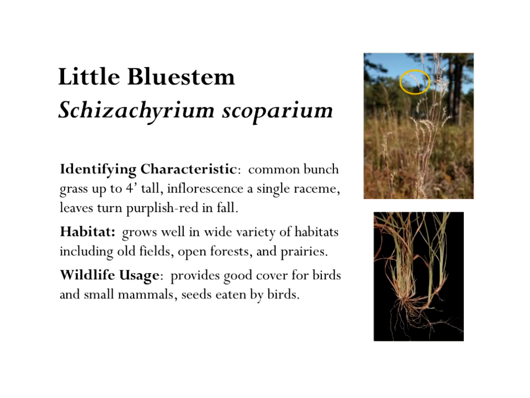Little bluestem is the dominant species that you're going to find in those areas where wiregrass is not occurring, so outside the wiregrass range. It's a very common bunch grass. It grows up to 4 feet tall.